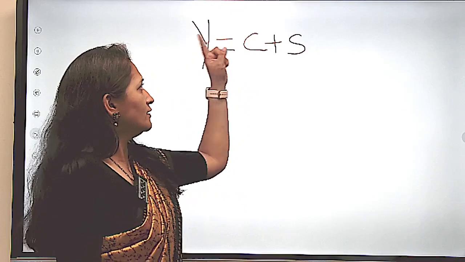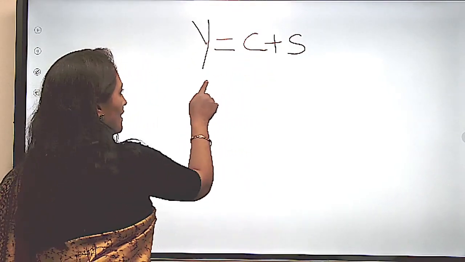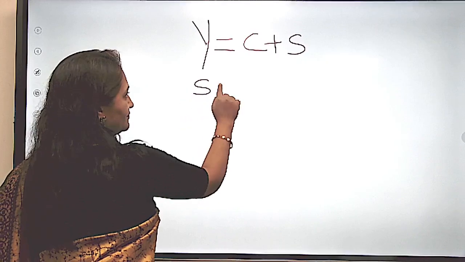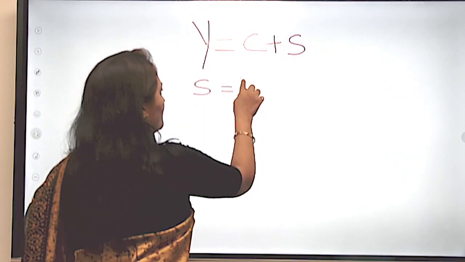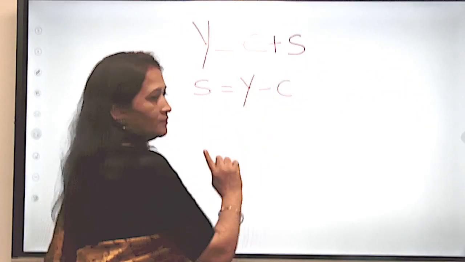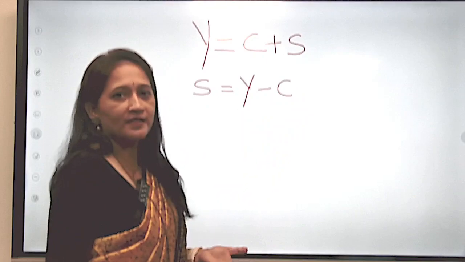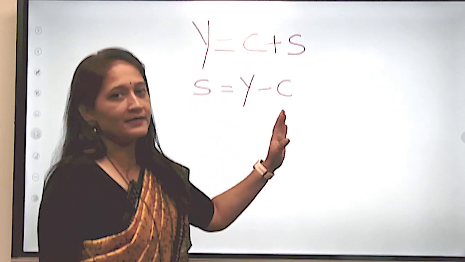Now let's solve this equation for savings. So I'm taking saving on this side. So obviously, what is saving? Whatever part of income is not consumed automatically becomes your savings. So thus, saving is equal to Y minus C.